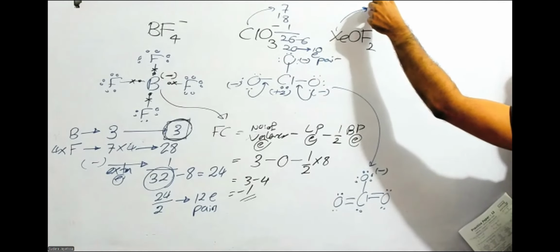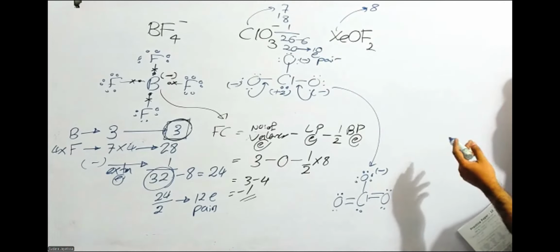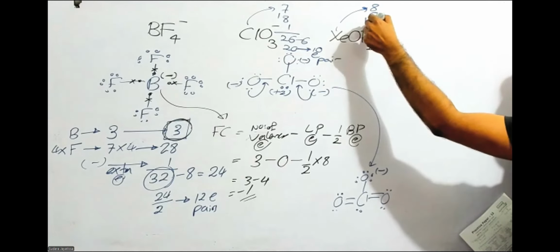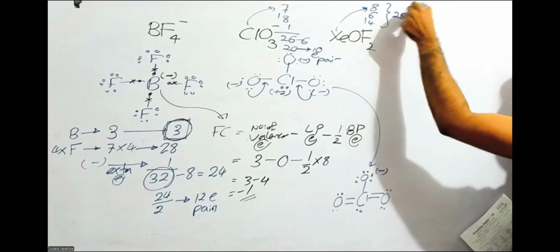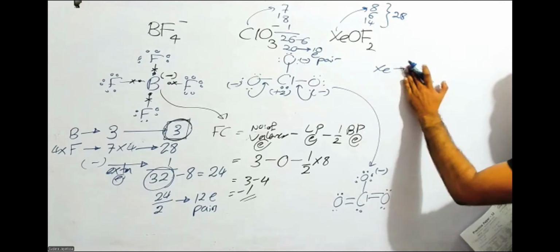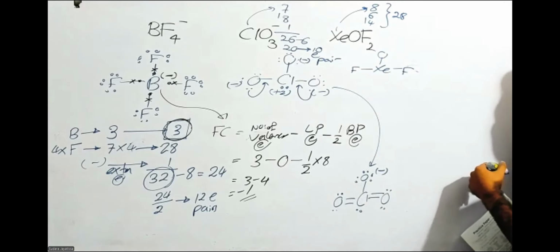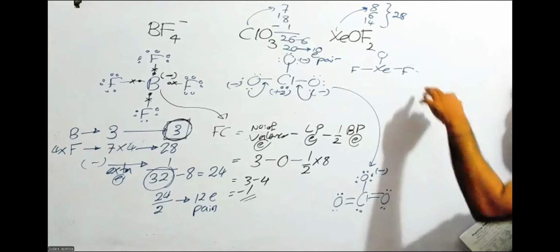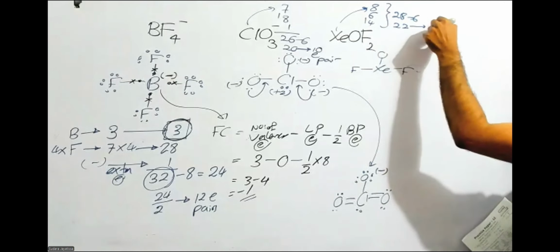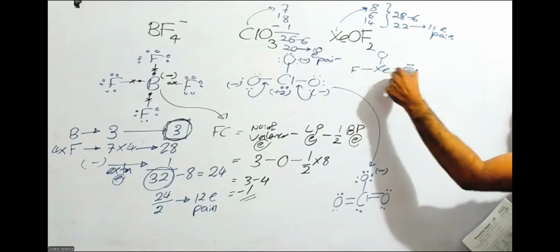Xenon is having 8 electrons. It's a noble gas, right? It's having 8 electrons, and oxygen is having 6 electrons, and 2 chlorine is having 14 electrons. So together you have 28 electrons. You put the central atom, oxygen and 2 chlorine. You have already represented 6 electrons, so 22. That means 11 electron pairs.